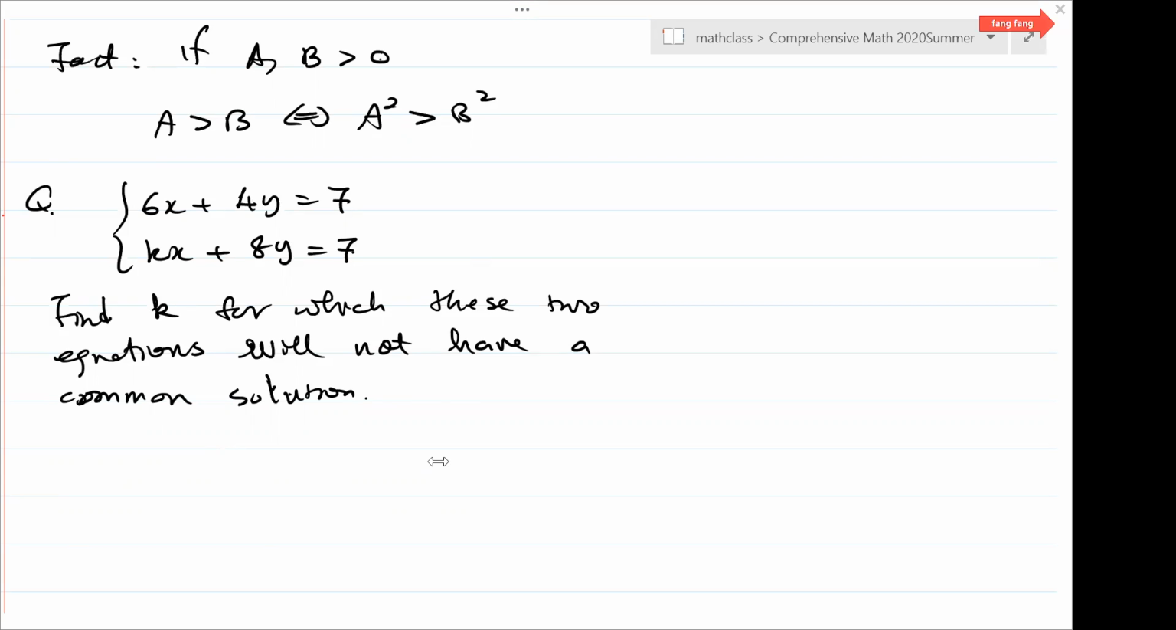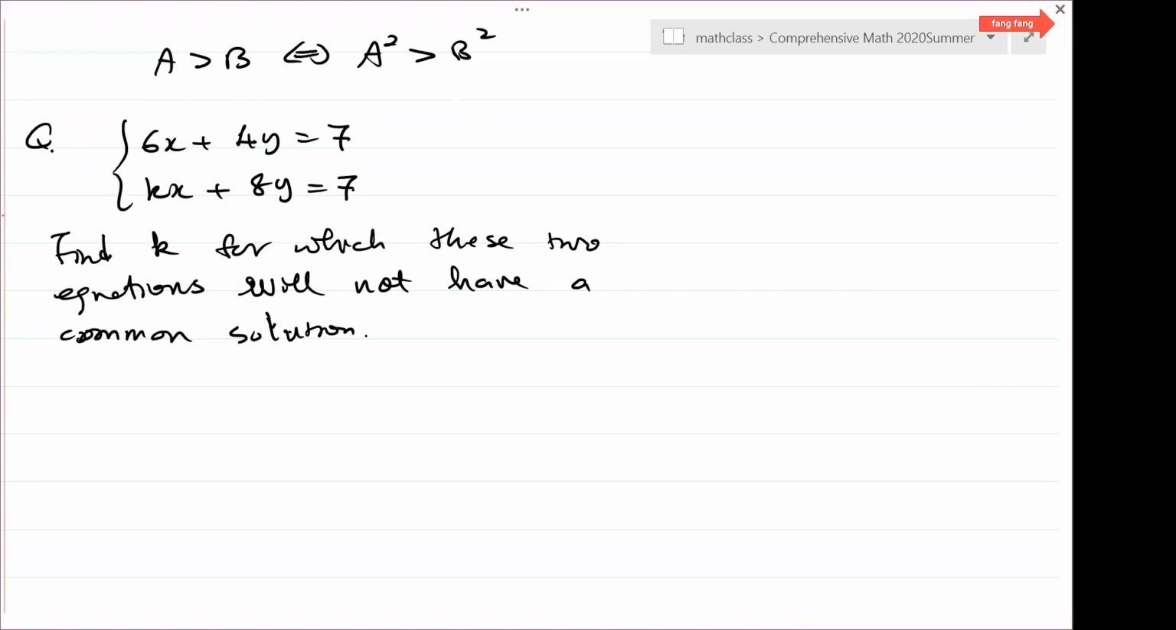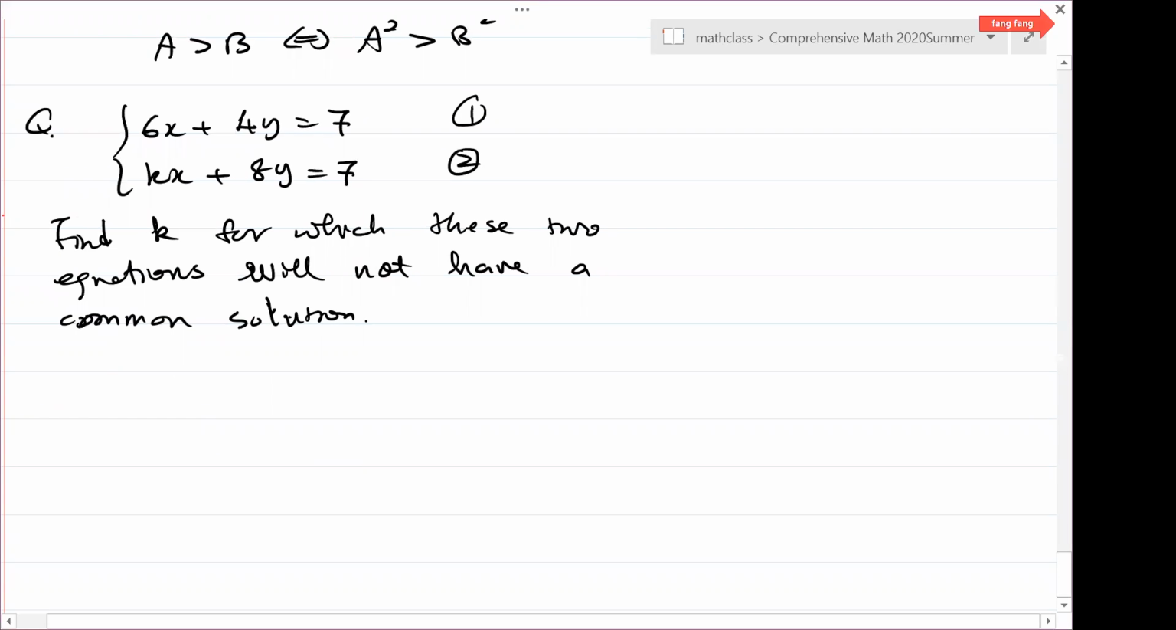You can also get the solution from the geometry, because each equation here represents a line in the xy plane. But we're talking about coordinate geometry later. So let's just try to solve these two equations. By the first equation, you assume k is some value and try to solve it, and then later you determine for which value of k there's no solution. Not having a common solution means this system of linear equations does not have a solution.